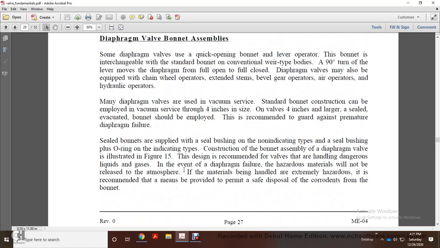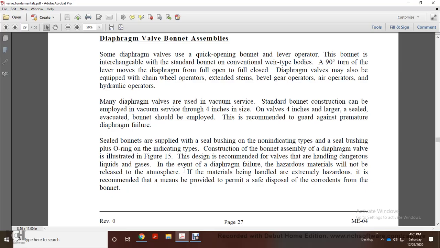Diaphragm valve bonnet assembly. Some diaphragm valves come with a quick opening bonnet with a lever-operated bonnet. It is interchangeable with the standard bonnet with a conventional weir-type body. A 90-degree turn of the lever moves the diaphragm to full open or full close. Diaphragm valves may also be equipped with a chain wheel operator, an extended stem, bevel gear operators, air operators, or hydraulic operators.